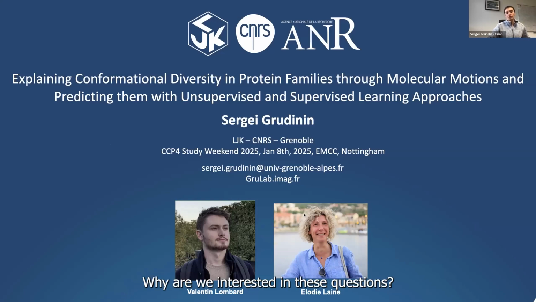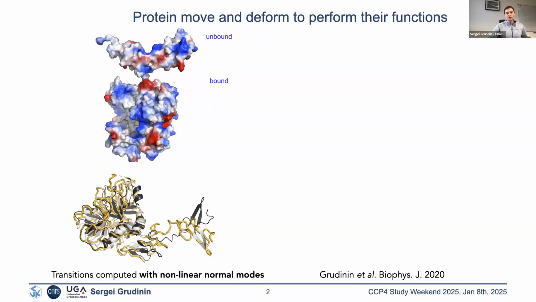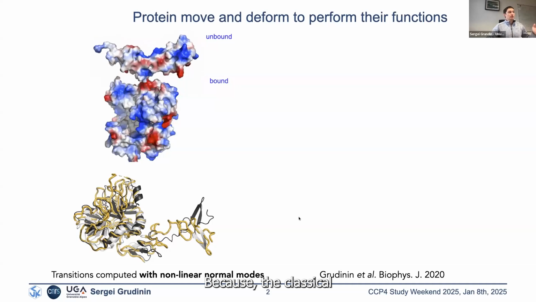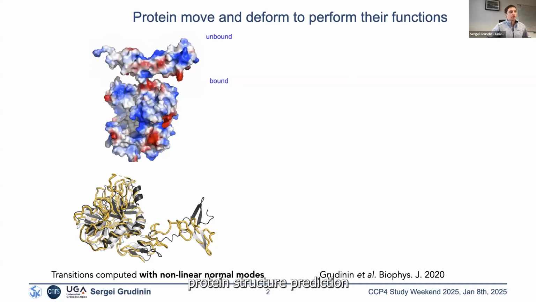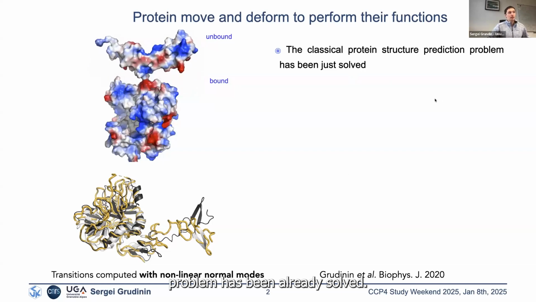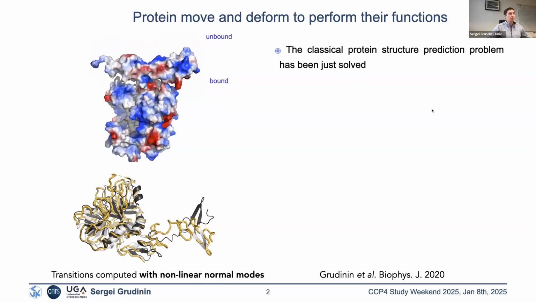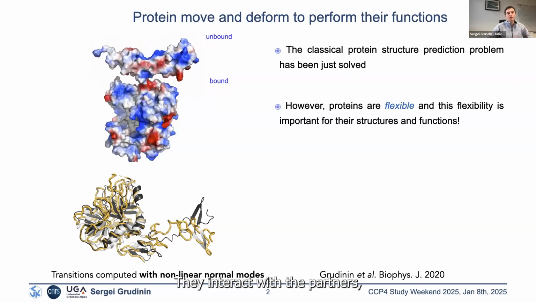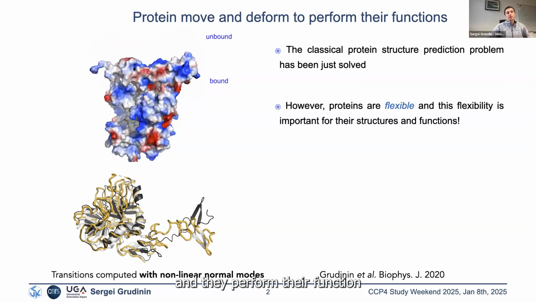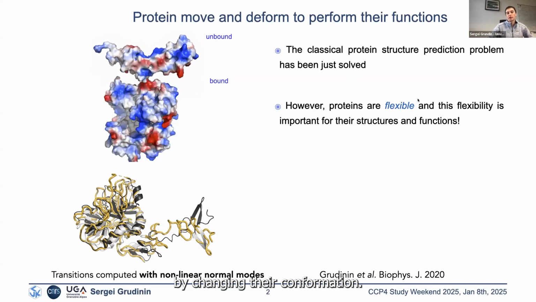Why are we interested in these questions? Because the classical protein structure prediction problem has already been solved, but proteins are not rigid, they are flexible, they interact with partners, and they perform their function by changing their conformation.